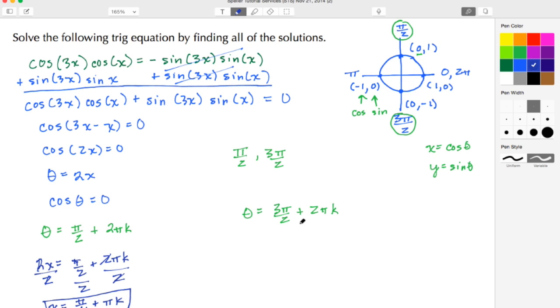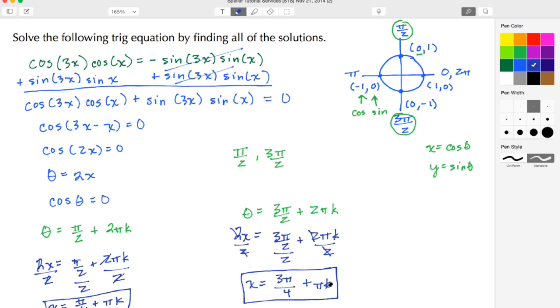And now let's work on this second equation, and we're going to make the same substitution. Theta is actually 2x, so I have 2x equals 3 pi over 2 plus 2 pi k. I want x by itself, so I divide each term by 2. These 2's cancel. I have x is equal to 3 pi over 4 plus, again these 2's cancel, and I'm left with pi k. So these two equations, when used together, will give us all of the solutions as we go multiple revolutions around the unit circle for this particular cosine function.